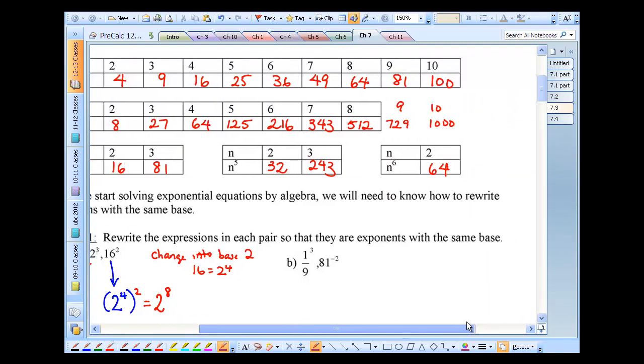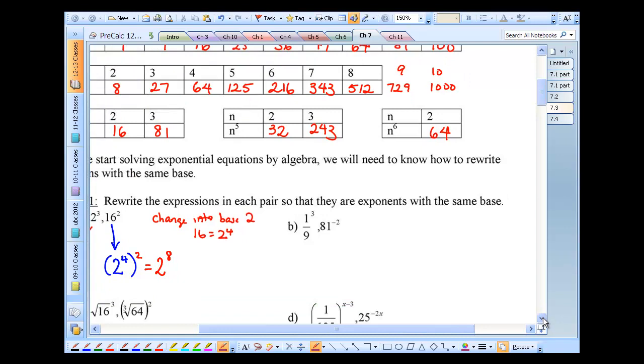So we've got 1/9 and we've got 81. So, what base can we change this into? Now, I think you might be thinking, hey, how about the base of 9? Sure, we can do that, because 1/9 is the same thing as 9 to the power of, oh yes, negative exponents are possible, so -1. And then 81, of course, is just 9 squared.